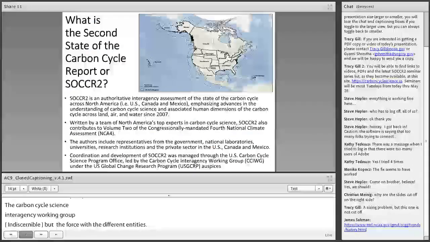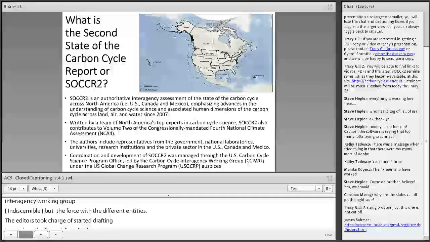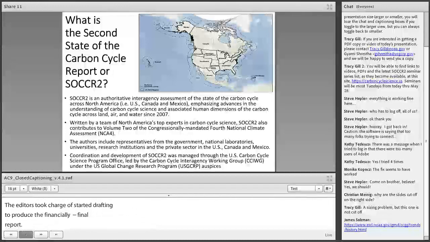So what is the second state of the carbon cycle report, which we abbreviate as SOCCR2? SOCCR2 is an authoritative interagency assessment of the state of the carbon cycle across North America, emphasizing advances in the understanding of carbon cycle science and associated human dimensions of the carbon cycle across land, air, and water since 2007. It is written by a team of America's top experts in carbon cycle science, and it also contributes to Volume 2 of the 4th National Climate Assessment, which is congressionally mandated.